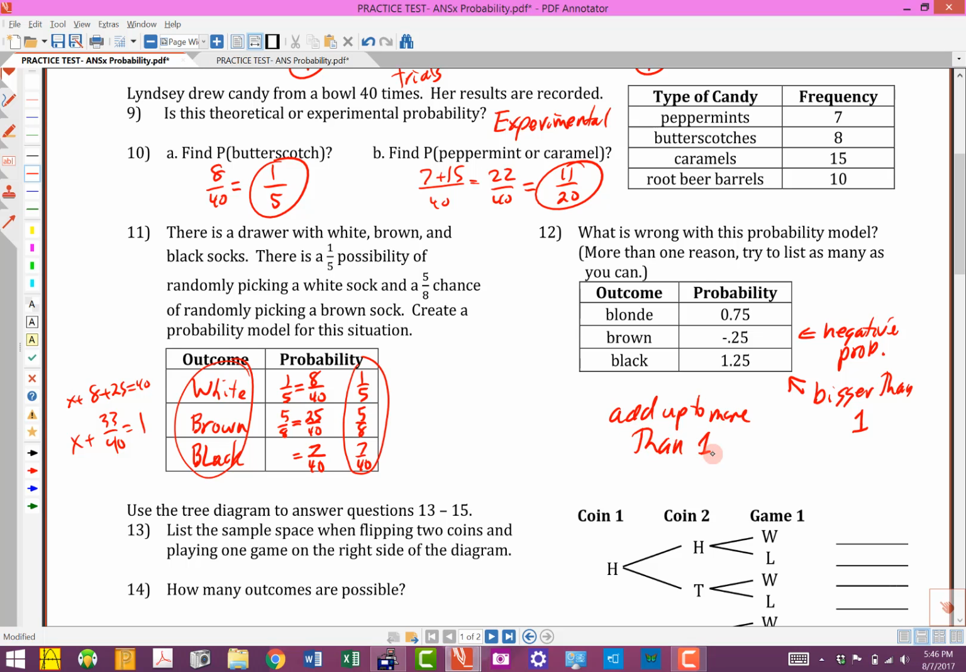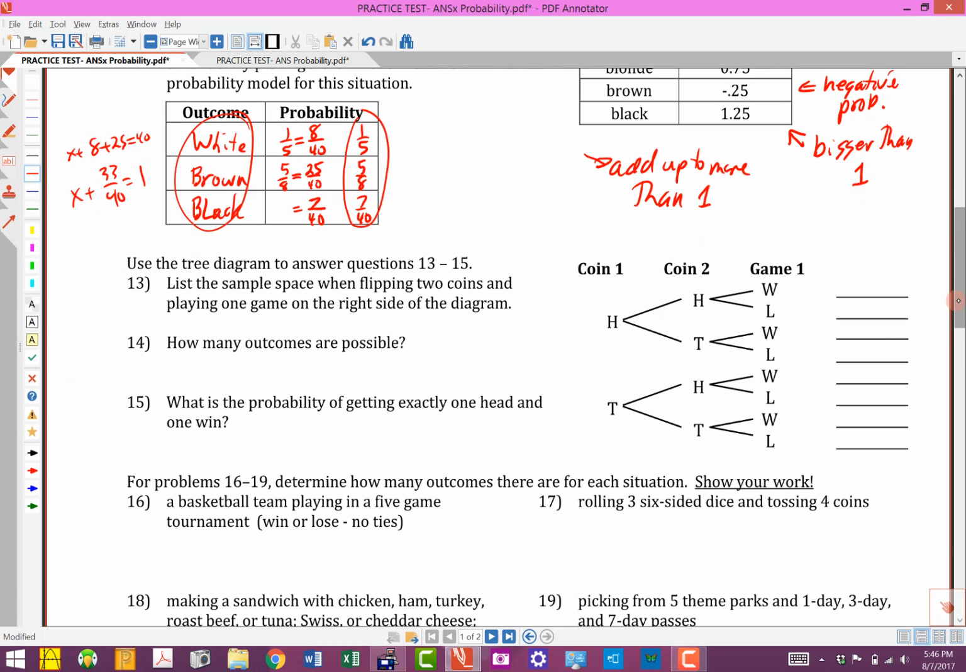Add up to more than 1. Okay, so we've got 3 different reasons that we've pointed out here. Any one of those is enough to say, hey, that's not a proper probability model. We've listed all of them. You don't have to do all of them. Just get as many as you can there. Kind of impressive when you get more than one and get every single one of them.